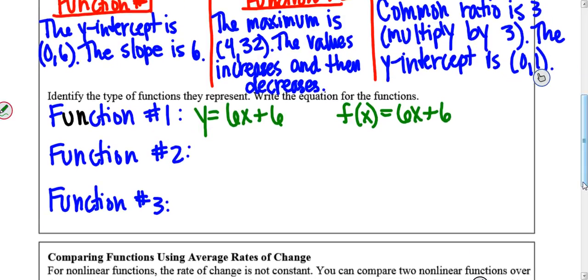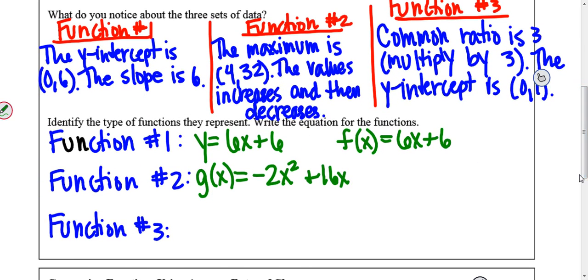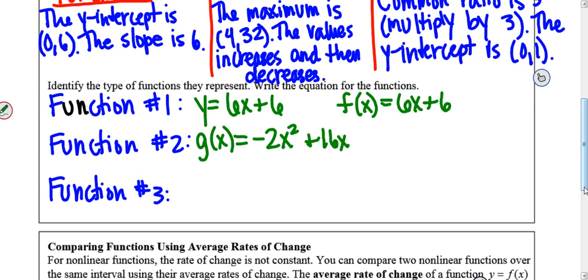For function number 2, this time it is g of x is equal to negative 2x squared plus 16x. How did I know that from just looking at that table? Well, I didn't. I used my graphing calculator. There's a place in there where there are lists and you can enter these tables. And I knew it was going to be a quadratic function, so you use something called quadratic regression. I'm going to write that in there.